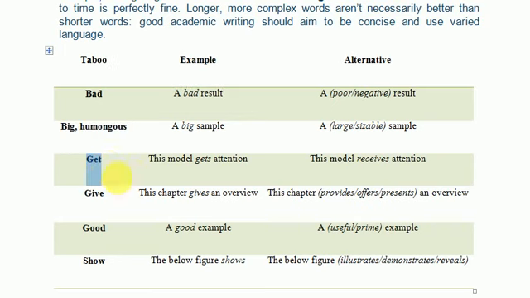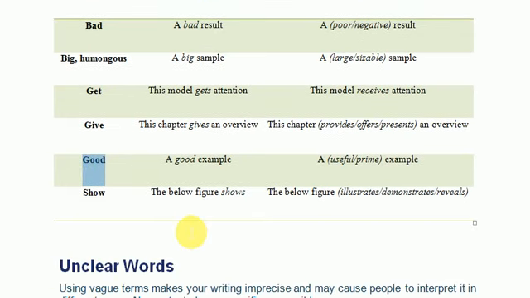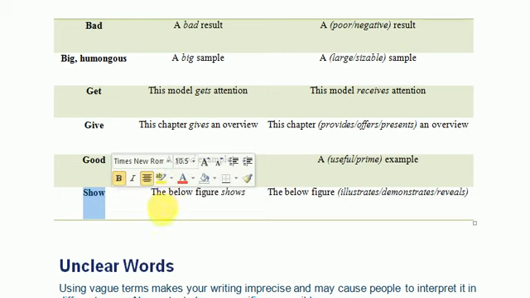Exactly, instead of using the word get, as in this model gets attention, you should write receives attention. And instead of this figure gives the explanation, or this example gives an overview, you should write offers or presents. The best thing is this chapter presents, this chapter covers, etc. Instead of using good, it is useful, this is a useful example. And we also usually use show, but it will be better to say this figure illustrates, this figure explains, and this figure demonstrates.